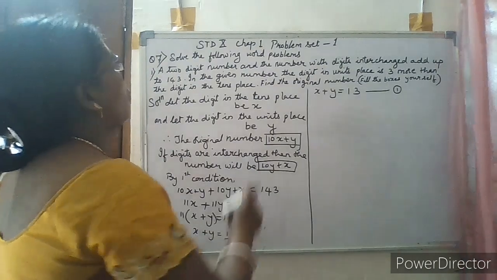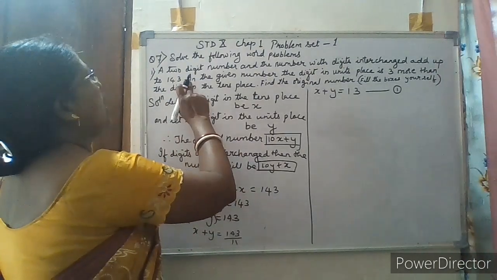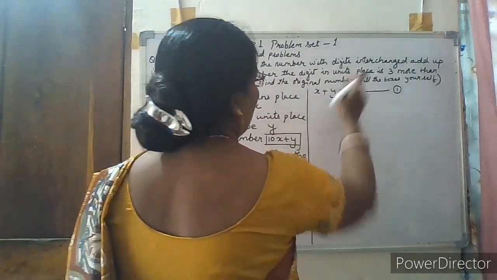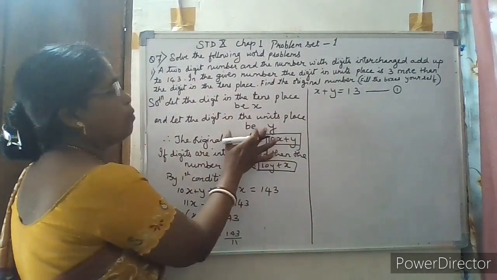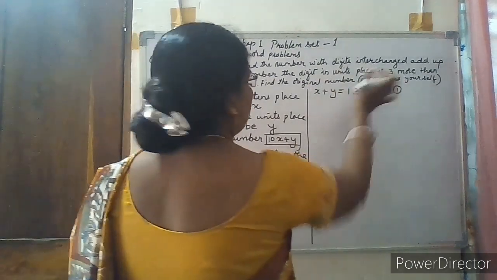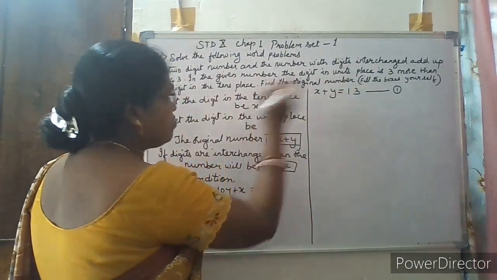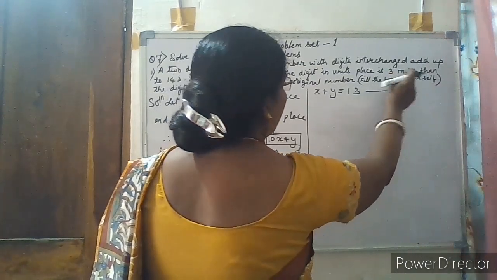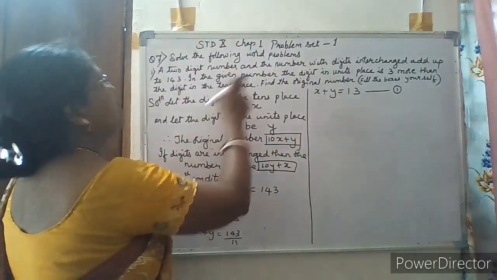Now, go with the second condition. In the given number, what is the digit in the units place? y is 3 more. That means y is equal to 3 more than the digit in the tens place.